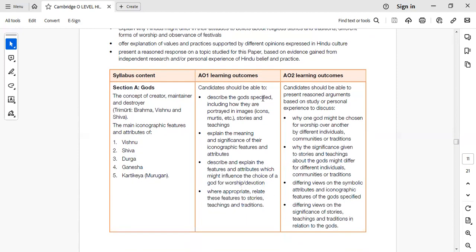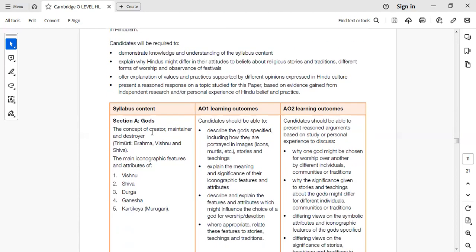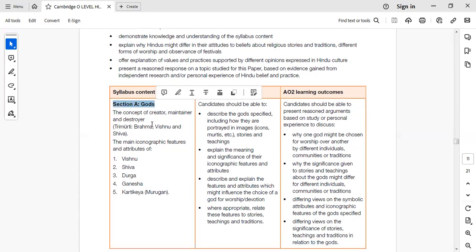So let's see, what do we have? As I told you, paper one, we have 3 sections. Let's see section A first. Section A, you are going to learn about the Trinity.